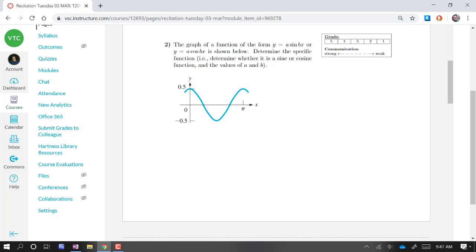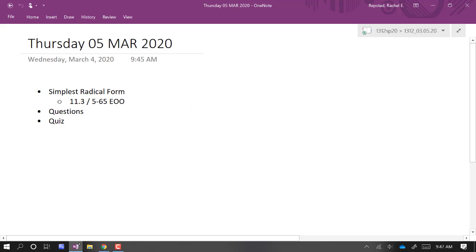There's no reflection. So far what we know is that it's 0.5 cosine of bx, and we have to figure out what b is. The value of b is related to the period of the function. What is the period of this function? 2 pi, right? Because that's when it hits the next peak. So I know that the period is equal to pi. So if the period is pi, then that means that 2 pi over b is equal to pi.